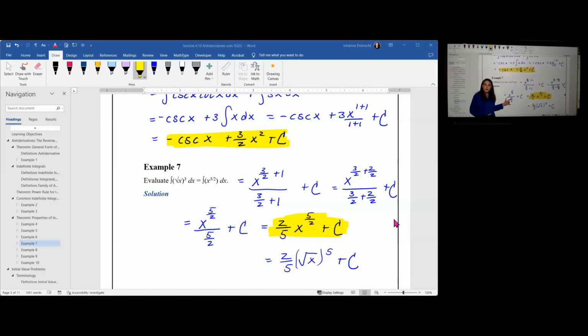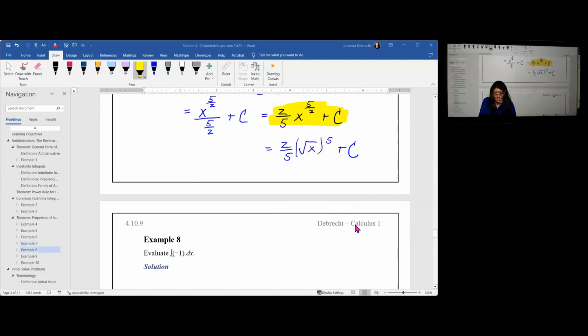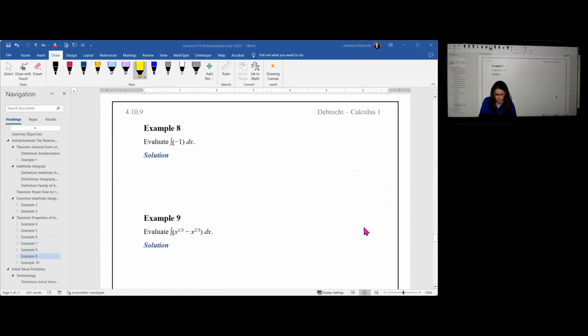Notice that you're dividing by this rational power. When you divide by a fraction, it's the same as multiplying by the reciprocal. I would probably leave the result with a rational exponent, but you can rewrite it as 2/5 times the square root of x raised to the 5th power plus the constant of integration. We have 3 more examples to work in this section.